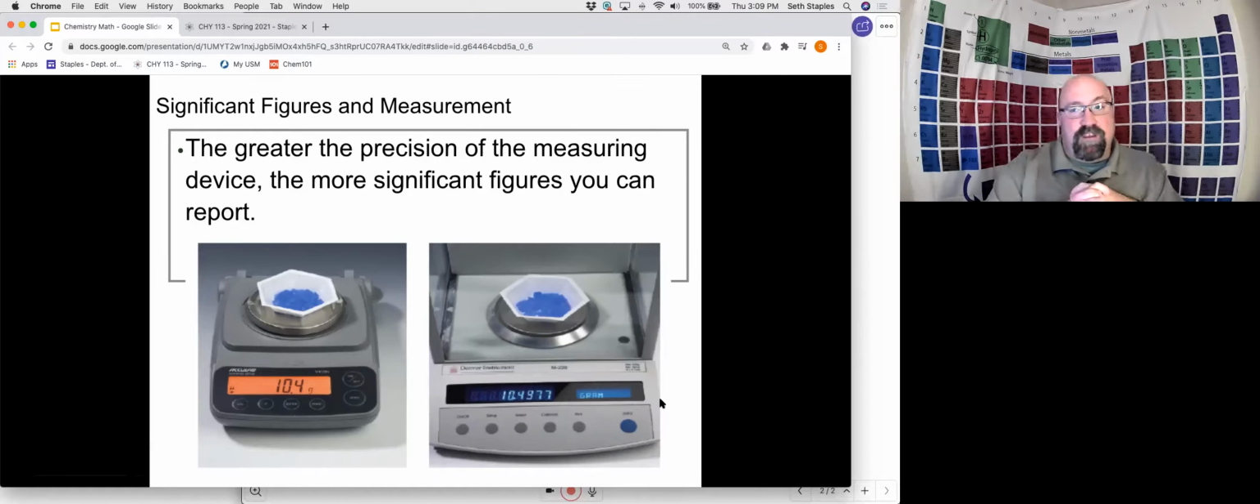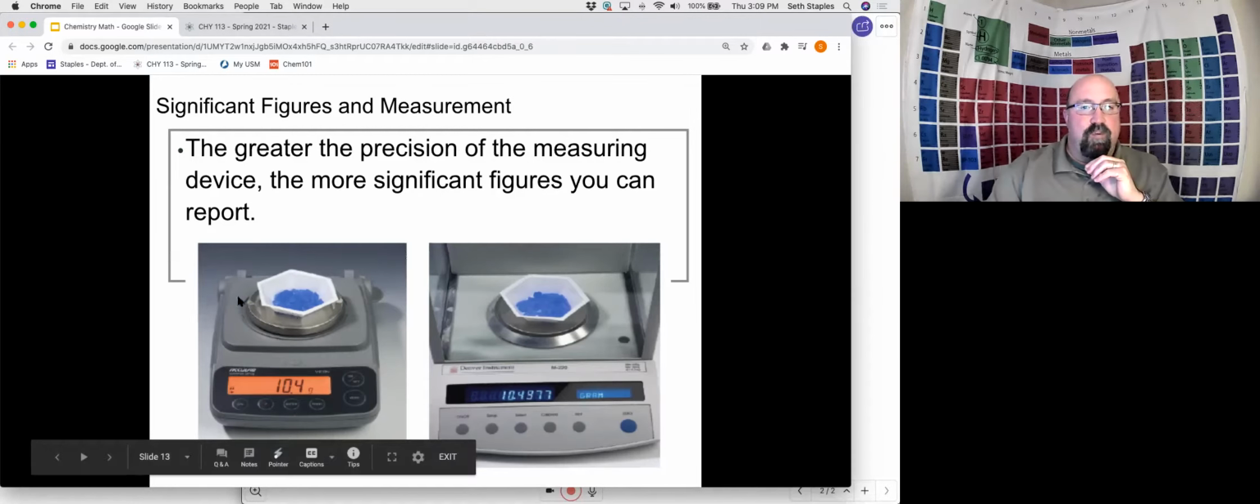Which now brings us to something we call significant figures. As I mentioned before, we have to keep in mind that all of the numbers that we generate in a class like this, or all the numbers that we work with, are representative of a measurement. And a measurement is only going to be as accurate as the measuring device we're using allows it to be.